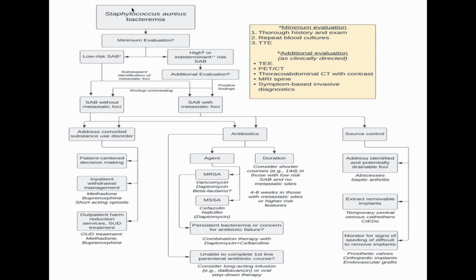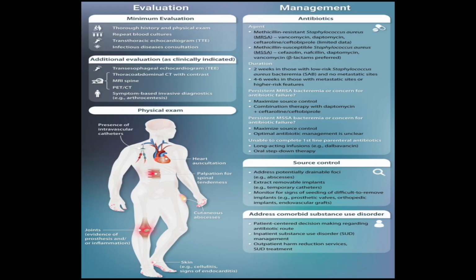If you get a patient with Staph aureus bacteremia, first you do the minimum evaluation, that is history, examination, cultures, and a transthoracic echo. Based on that, you can do your additional examination, which will be in high-risk patients. If the patient is low risk, then you can go along the guideline as given over here. This describes all the antibiotics as well as the source control. This is similar to that; it just presents it in a tabular form.